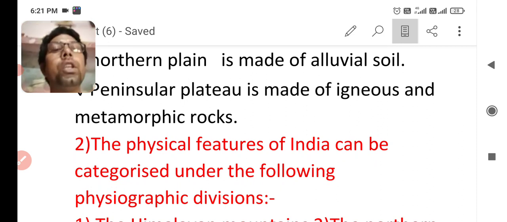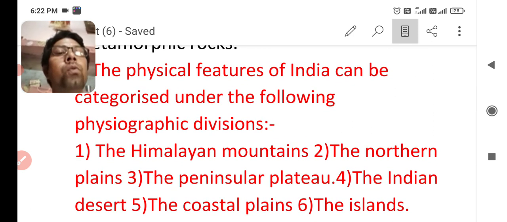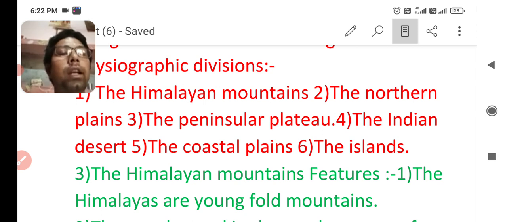And the next point: the physical features of India can be categorized under the following physiographic divisions. So there are 6 major physiographic divisions of India. First is the Himalayan mountains. The second is the northern plains, the third the peninsular plateau, and the fourth point is the Indian desert. And the fifth is the coastal plains. And the last physiographic division of India is the islands.